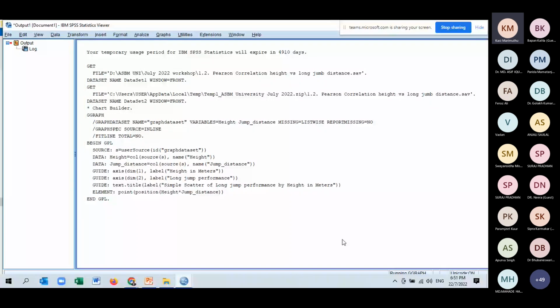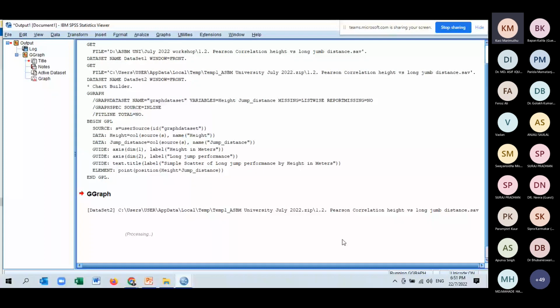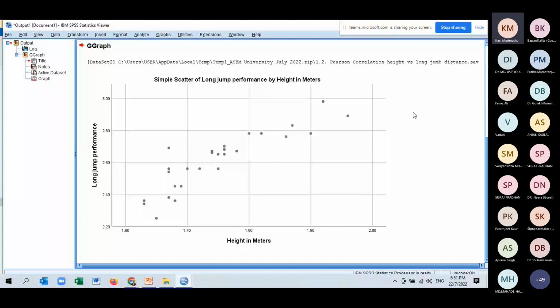If there is no relationship, we do not need to run the correlation. Do you agree with me? Yes, sir. If there is no relationship qualitatively in the graph, there is no need to go for Pearson correlation statistical analysis. So it looks like positively related, but we do not know how strong the relationship is. For that, we need to go for a statistical analysis, Pearson correlation.